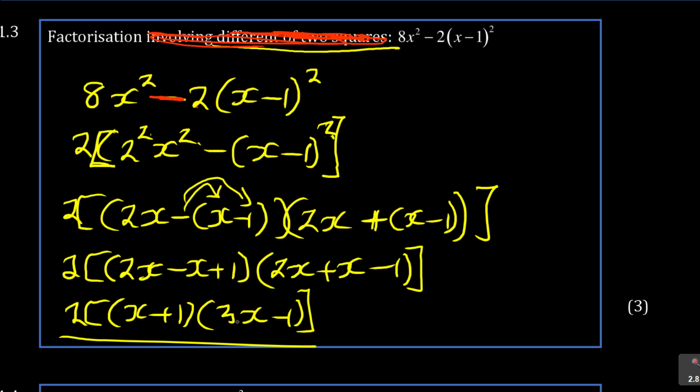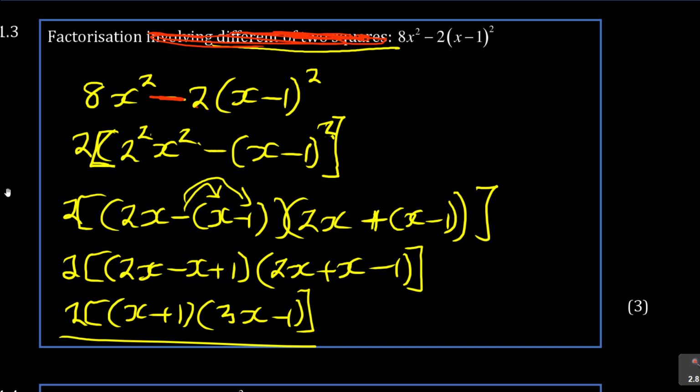So what is important here is being able to see the difference of two squares in it and how to expand this thing. So that's the difference of two squares there. The 2 in front of the squares must always remain, because you don't need to change this statement.